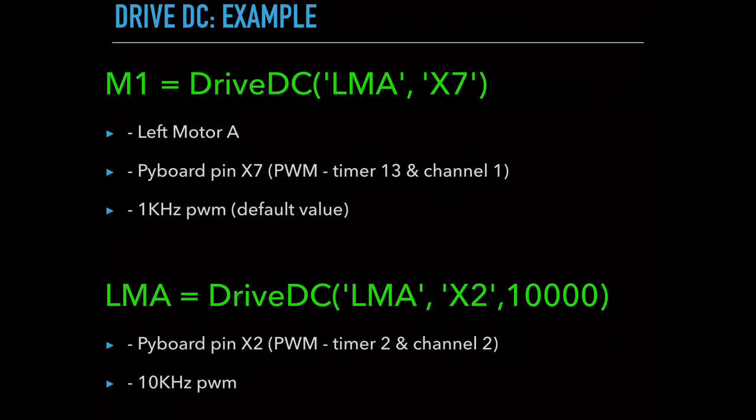Here is an example to initialize the motor. And in the second example we are giving 10,000, meaning a 10 kilohertz PWM signal. The PyBoard timer and the channel of the PyBoard pin are handled internally inside the class, so we need not bother about that. We just provide the pin number.